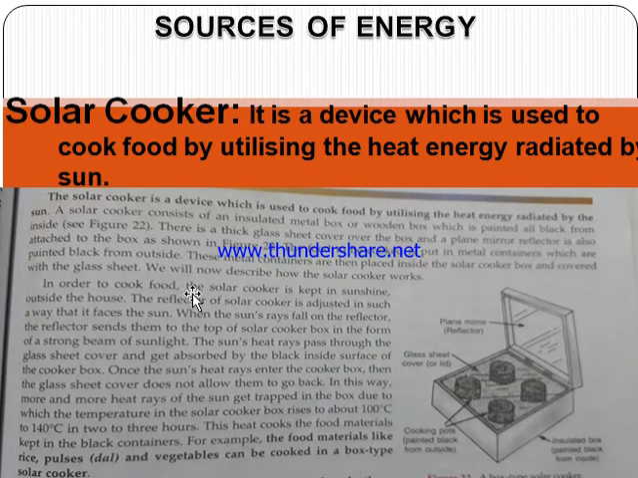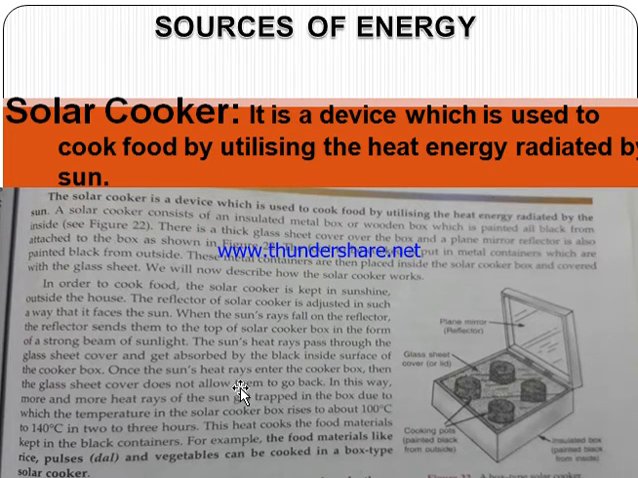In order to cook food, the solar cooker is kept in sunlight. The reflector of the solar cooker is adjusted so that the rays of the sun fall directly on the reflector. It reflects them and sends them inside to the food present.